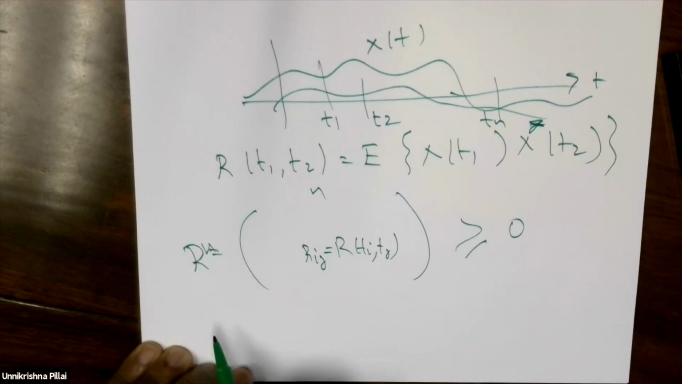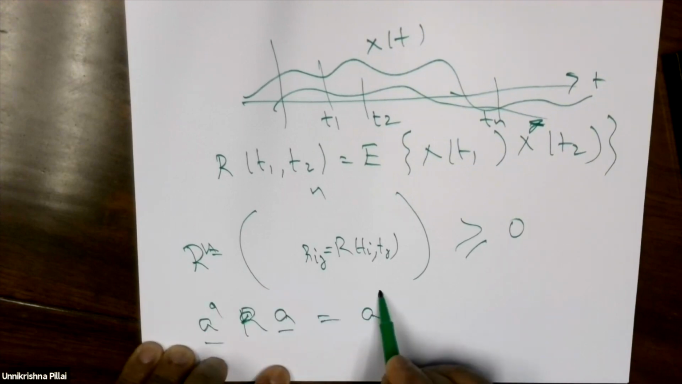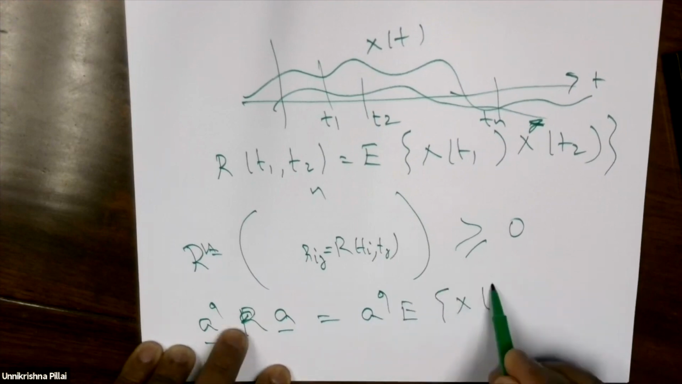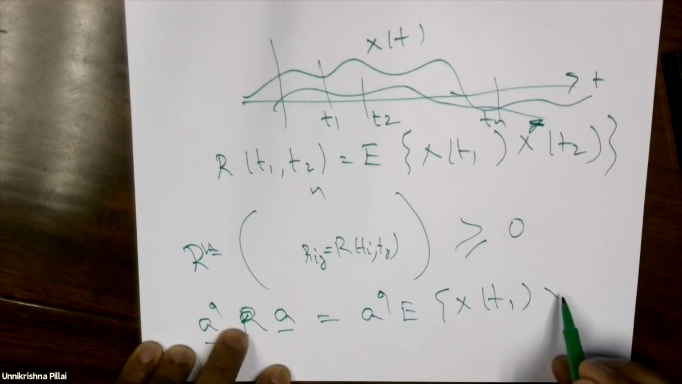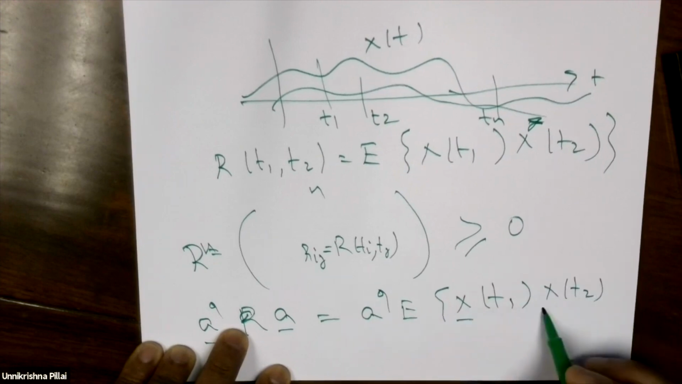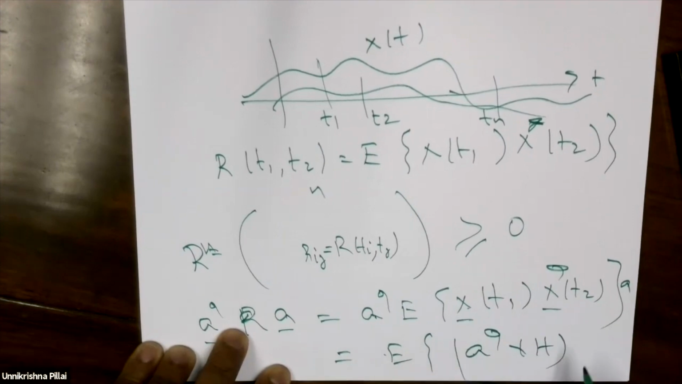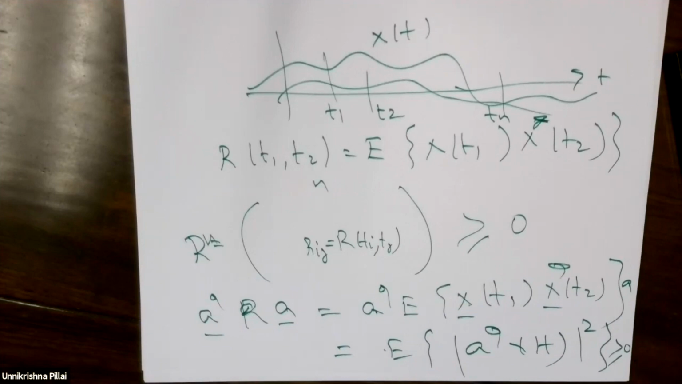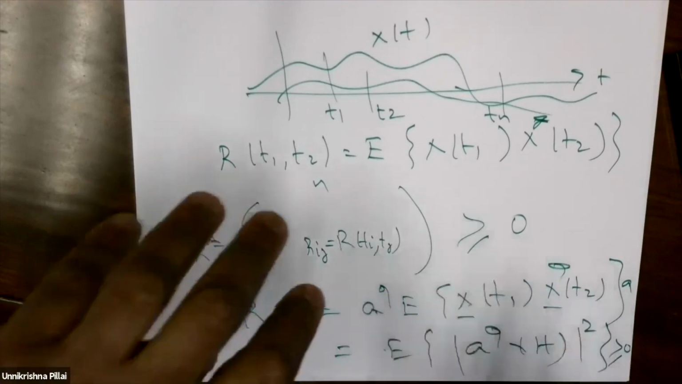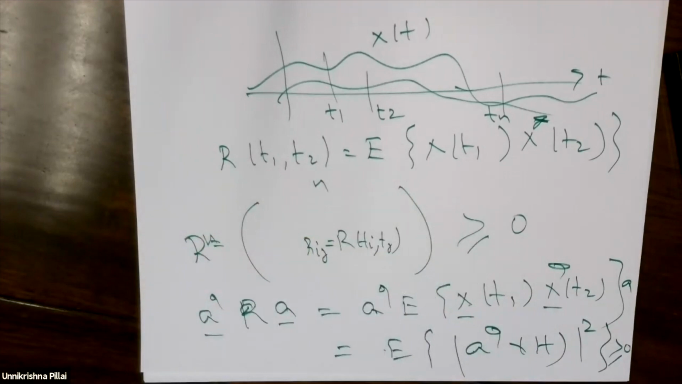All right, so how did we prove it quickly? If I call this matrix R, I look at A transpose R A. And if you recall, the proof was very simple. This is the expected value of x(t1), x(t2), where x is a vector now, multiplied by A. So take A inside, and this becomes the expected value of A star x of t. That's a scalar, so it's absolute value squared, so that's positive. So the proof is very simple. But now, if you know the positive definite matrix properties, then you can bring it into this course.